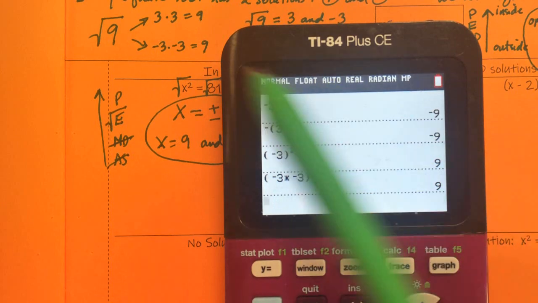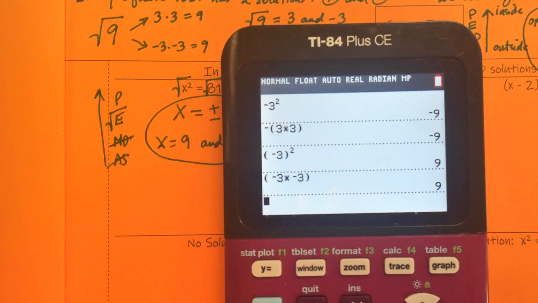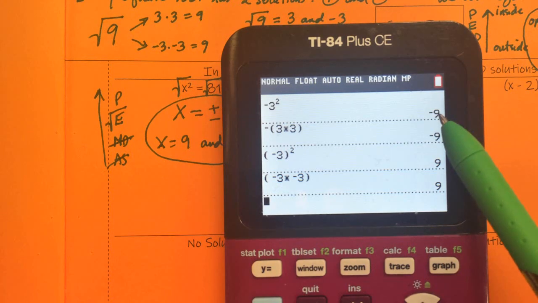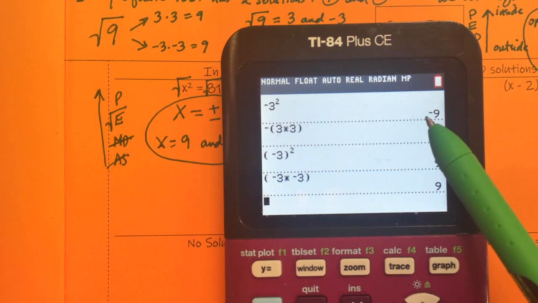Which one of those am I looking for? I'm looking for this one. We have to be very careful. Your calculator is going to strictly use PEMDAS. So if you put the wrong one in, you're going to get the wrong answer out. You know what I mean? The wrong right answer out. It's going to give you back negative 9, because that's what you told it to do.